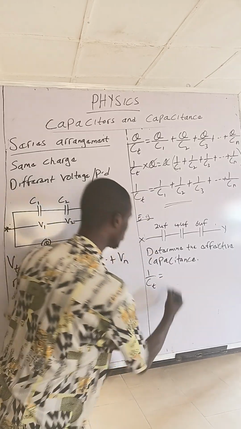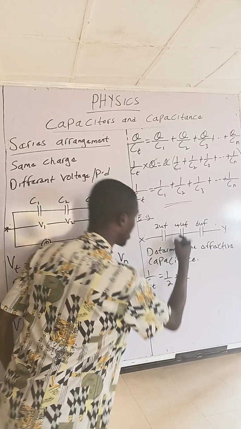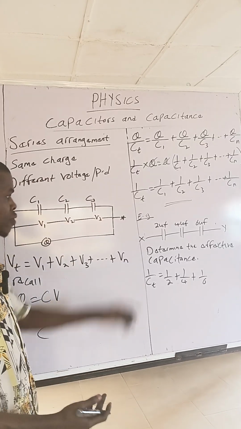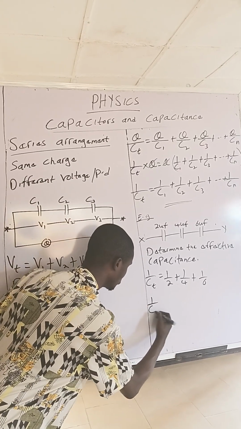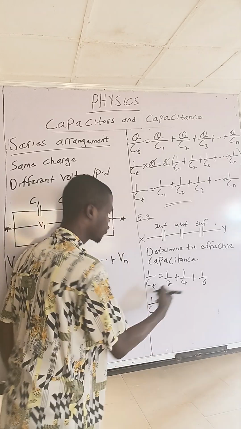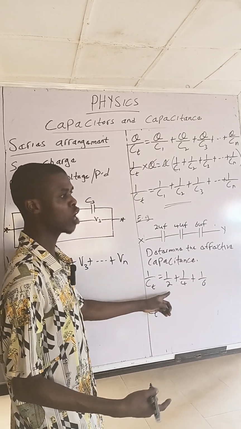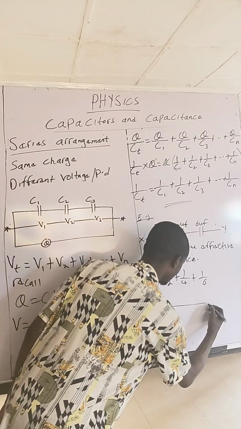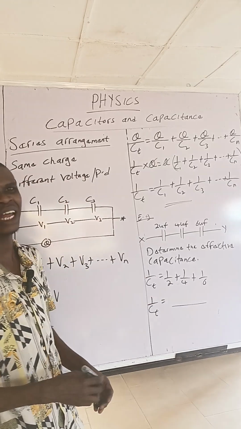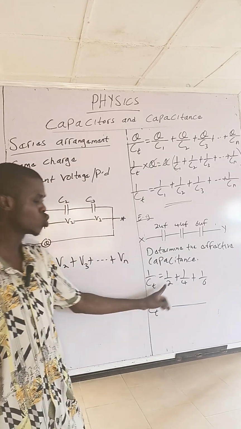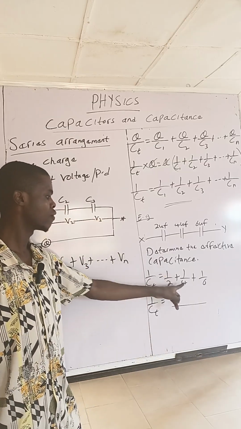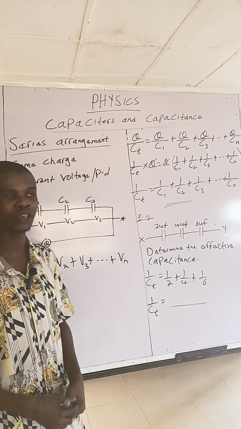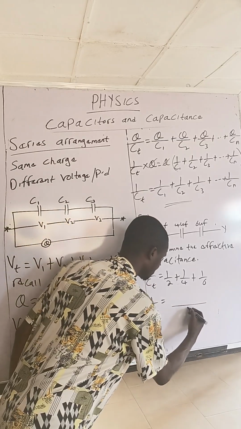So 1 over 2 plus 1 over 4 plus 1 over 6, as you can see from the formula. So 1 over C total, and now from here we can see this is fraction. How do we resolve the fraction? We find the LCM. So what is the LCM of 2, 4 and 6? That is the smallest number that 2 can go in without a remainder, 4 will go in without a remainder, 6 will also go in that number without a remainder. So the number is 12.